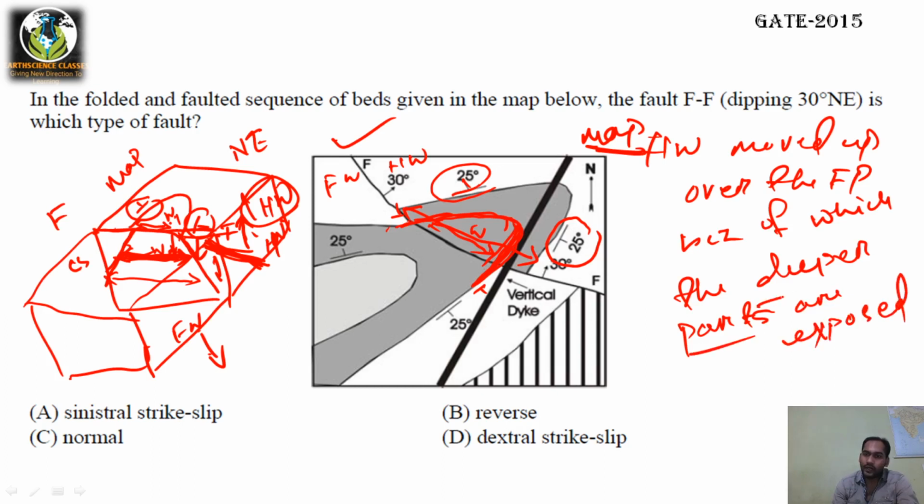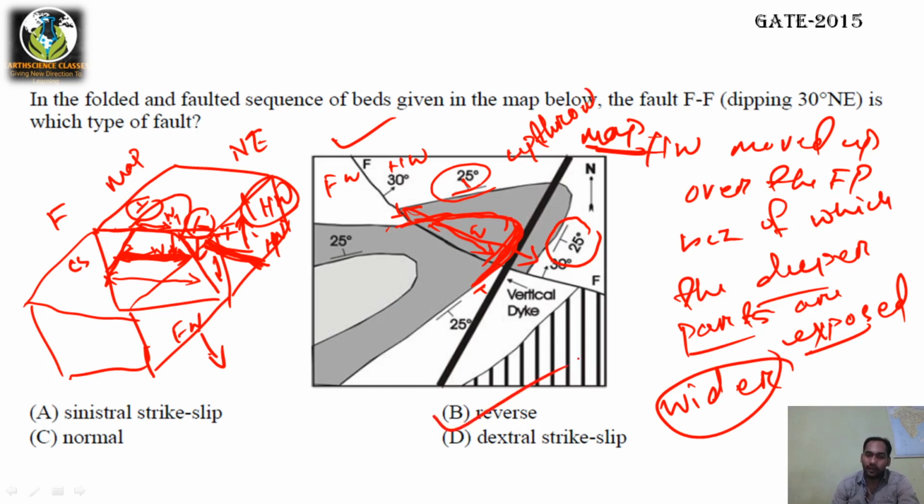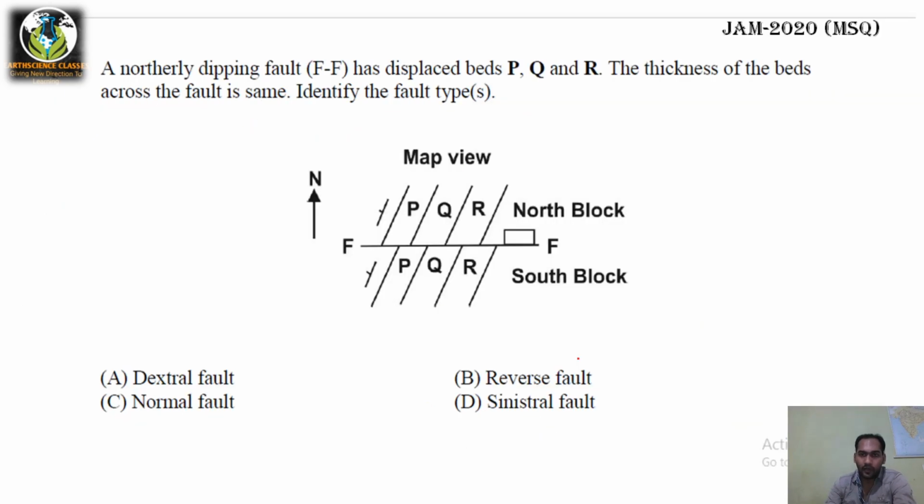How do you know the deeper parts are exposed? Because we are getting wider separation between the limbs. This can only happen when this block moved up. So when the hanging wall is the upthrown side, it is a reverse fault. It is a reverse fault. Okay, I hope all of you got it. Then JAM 2020, it will be the last question.